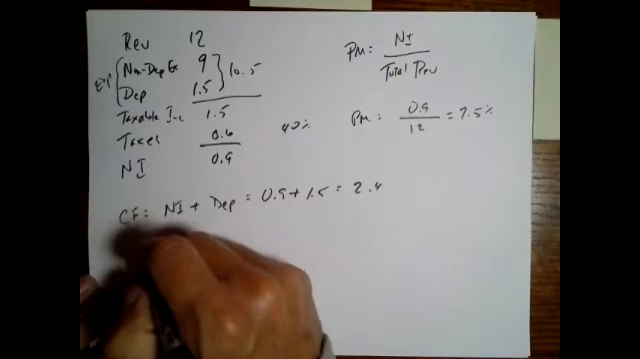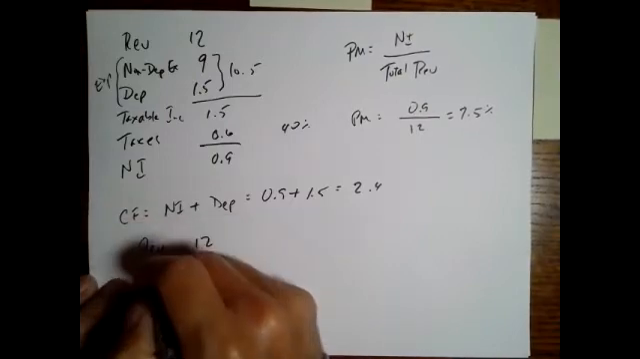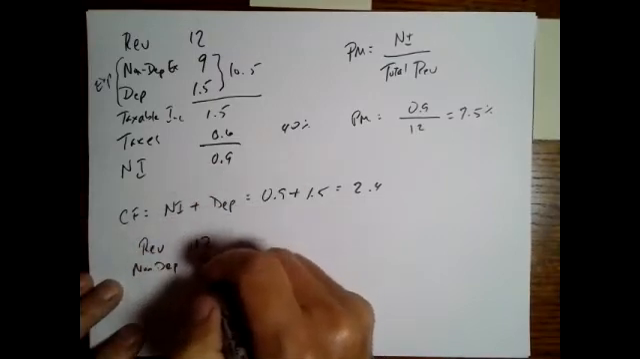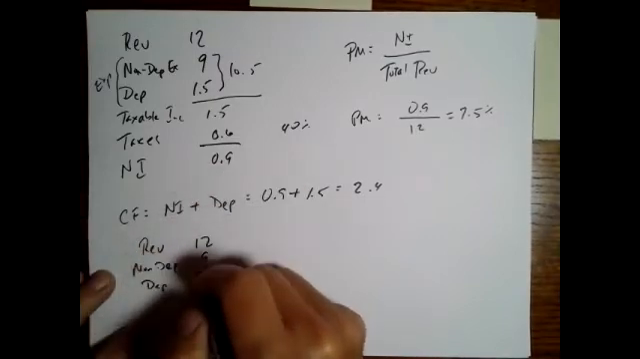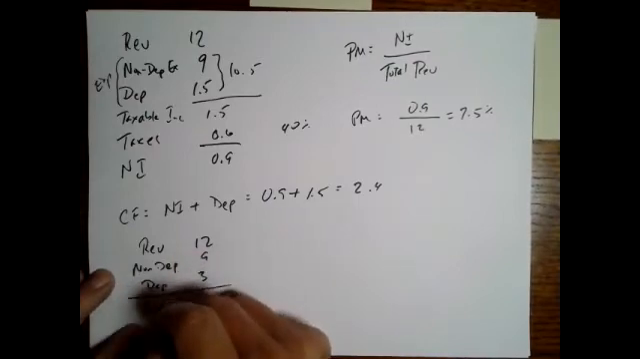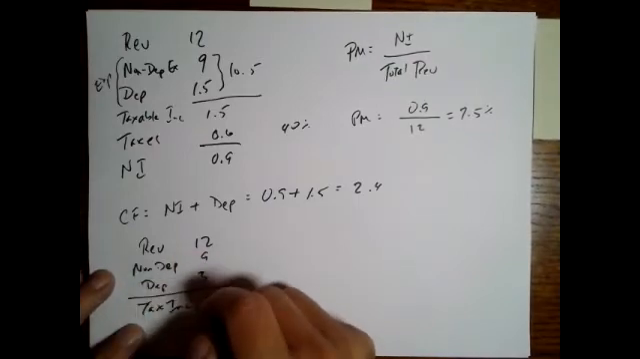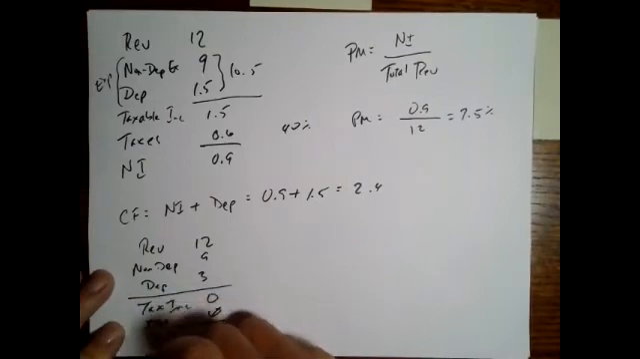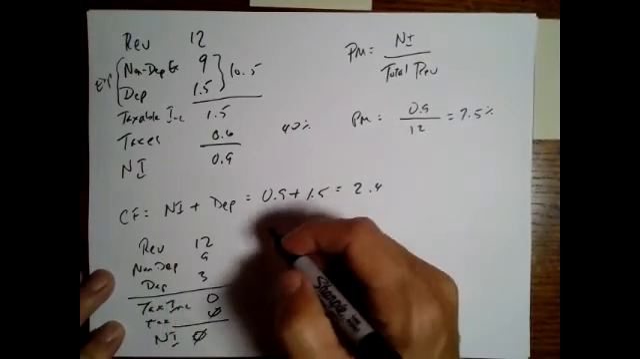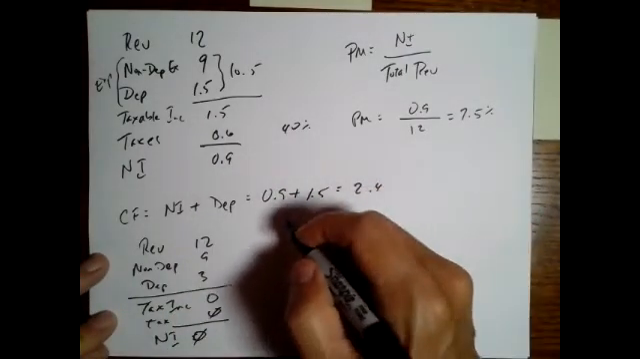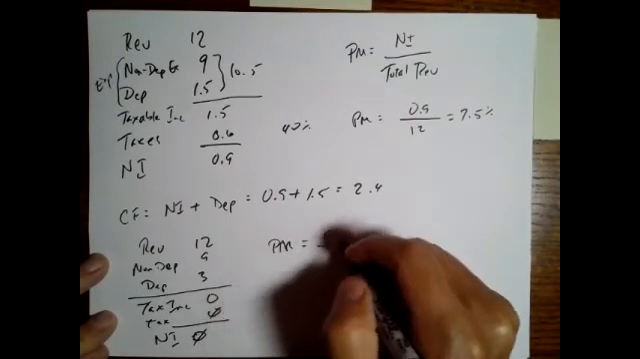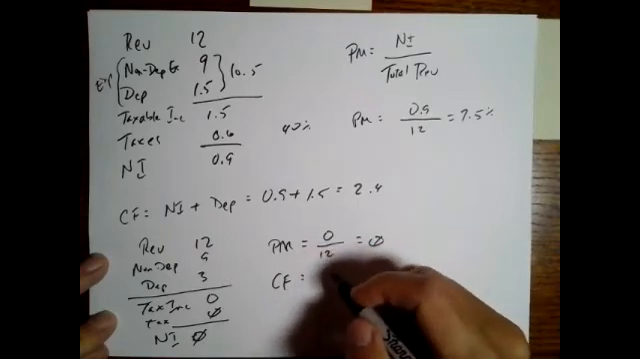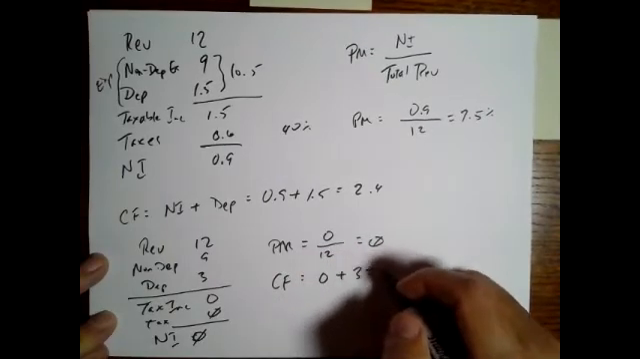Okay, so now we have revenue of 12, non-depreciation of 9, depreciation of 3, taxable income is 0, so taxes are 0. And so net income is 0. Okay. Profit margin then is 0 over 12, which is 0. And cash flow becomes 0 plus 3, or 3.